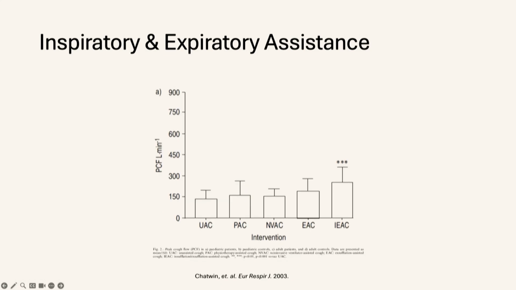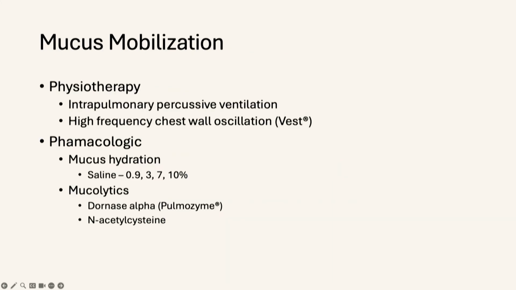This is from Michelle Chatwin from the UK, and this is telling a pretty similar story. Unassisted peak cough flow is over on the left, and then there's exsufflation assistance by chest compression, and then using a non-invasive ventilator to take a deeper breath, and then exsufflation using suctioning, and then the final column is doing insufflation and exsufflation together, and that gives you the only significant increase of any of the 4 treatments. So insufflation and exsufflation is what we recommend. So to supplement, we like to think of mucus mobilization as a way to supplement airway clearance.